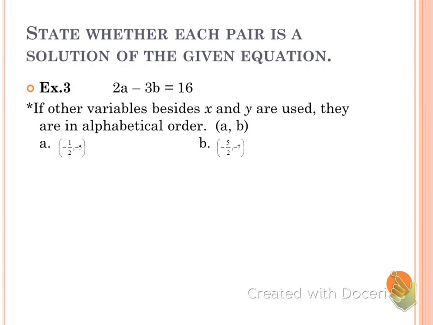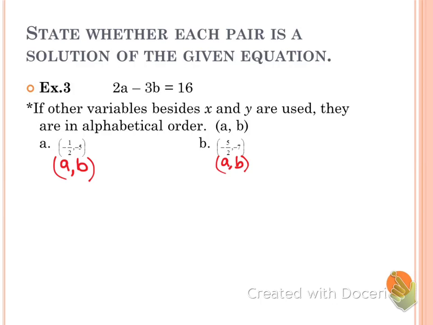All right, our next set of examples is actually pretty similar. However, we've got a special note here. If other variables besides x and y are used, they are in alphabetical order. So for these ordered pairs, we would say that this is A, comma, B. If they use something other than x and y, we always assume it's in alphabetical order.